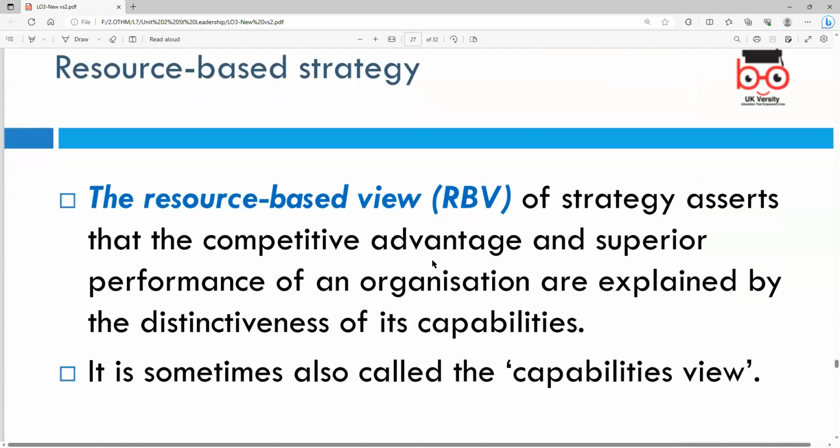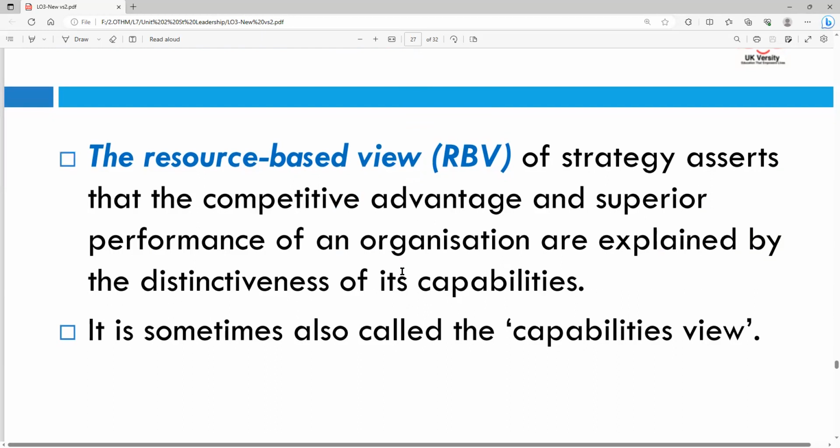Okay, we can look at a resource-based strategy. Now, resource-based strategy is one of the strategies that looks at how an organization can stay competitive in terms of using our resources and our capabilities to the betterment of the organization. Okay, so this is the resource-based view, RBV.